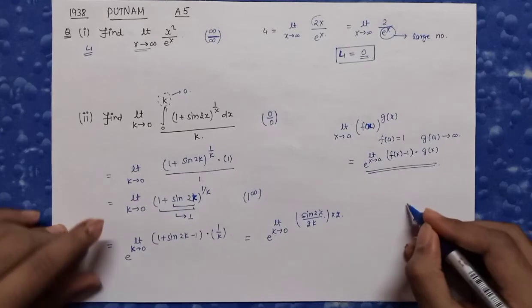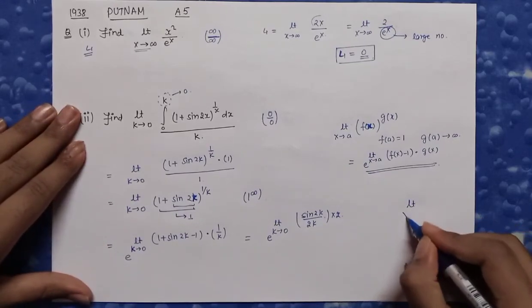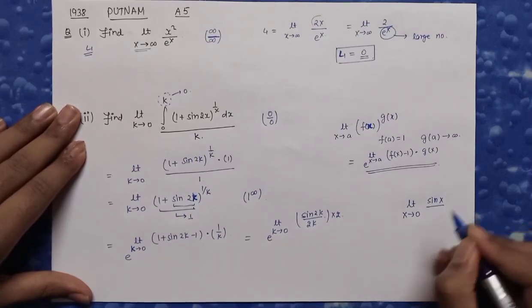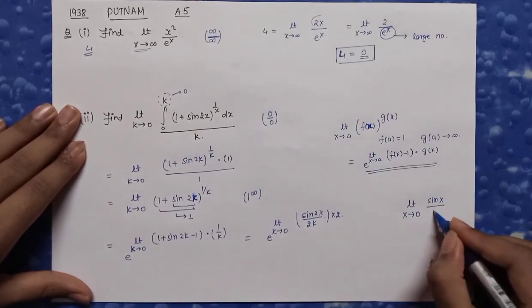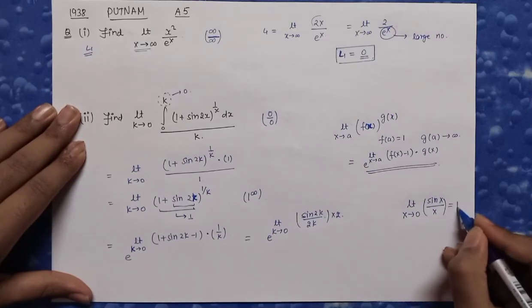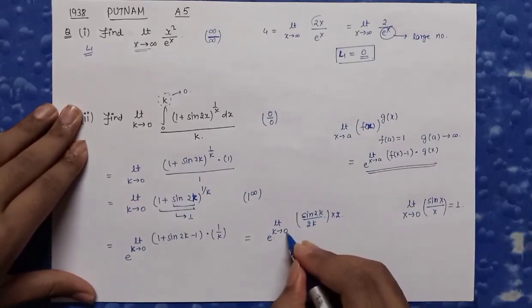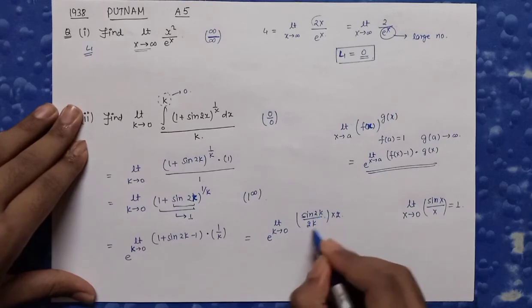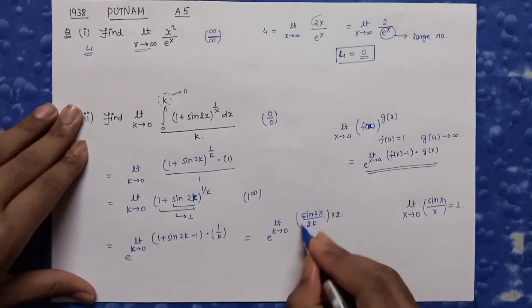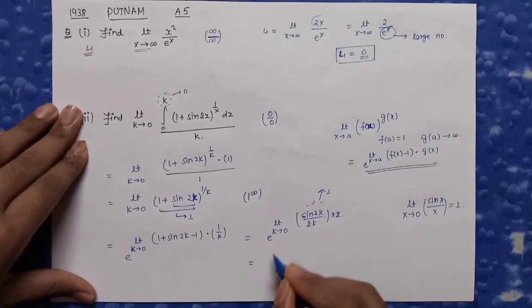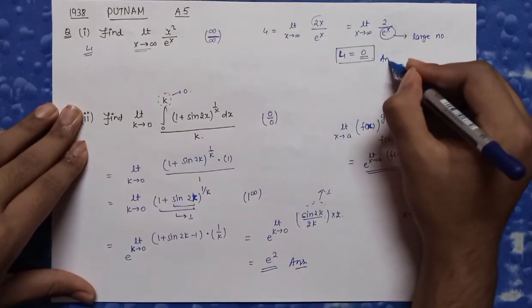Now we know one more formula of limits: if limit x tends to 0 of sine x by x is present, then it turns out to be 1, which I am going to use over here. k is tending to 0, therefore 2k will also tend to 0, and the denominator is also 2k, so this whole part will turn out to be 1. So it is nothing but e raised to the power 2, or e square, which is the answer for this part, and the answer for the first part was 0.